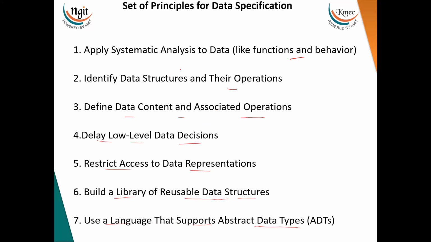Let us discuss each one in brief. First is to apply systematic analysis to data, like functions and behavior. Just as we analyze the functions and behavior, we should also analyze the data. What falls under analyzing the data? We have to create data flow diagrams, identify data objects, consider the alternative data structures that exist, and evaluate how the data affects the software design. All these things fall under the first principle.